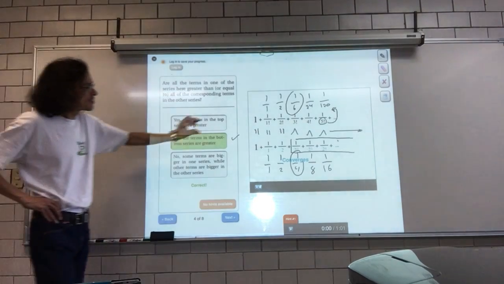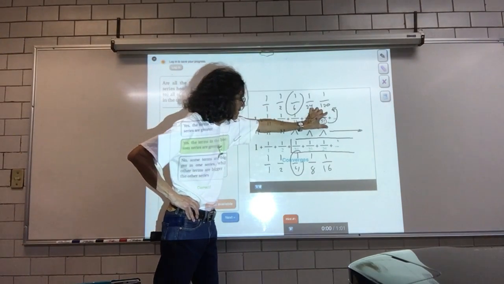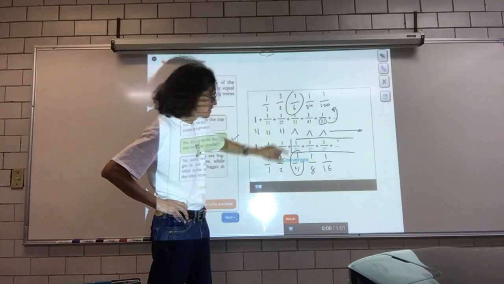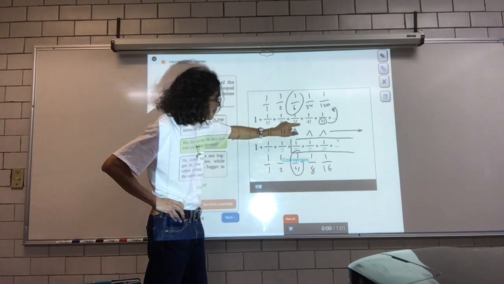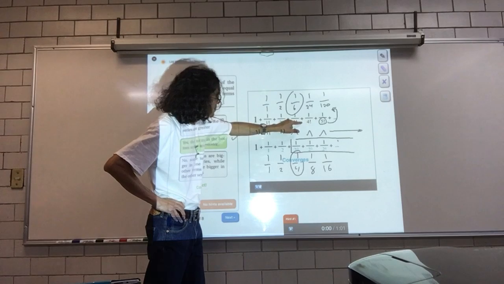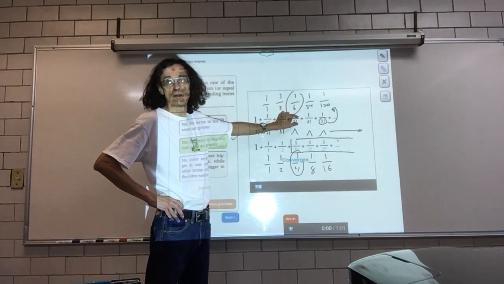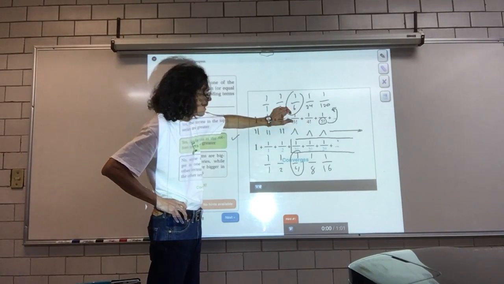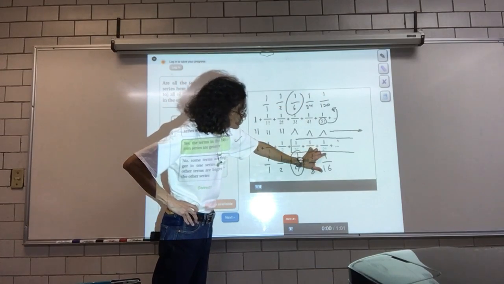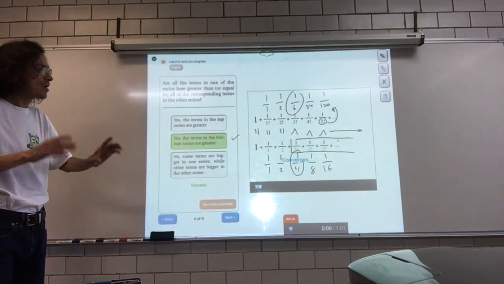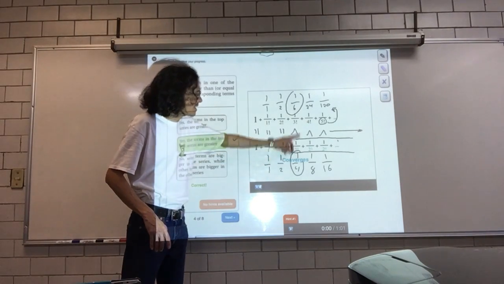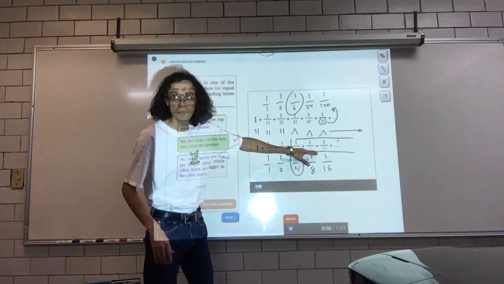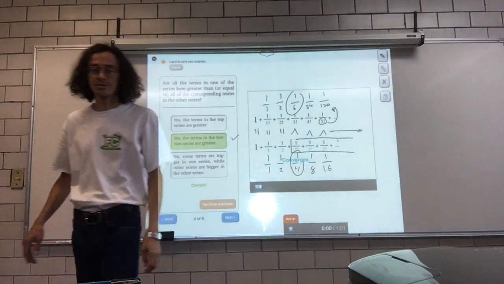Recuerden que los términos son los números de la serie, no los numeradores, los denominadores. Sí, los denominadores son mayores en la serie superior, pero como lo que tenemos son números, vamos a decir, los inversos, son fraccionarios, este número es más pequeño que este. Entonces, mucho cuidado cuando determinamos la relación de mayor a menor en números, cuando son números enteros o cuando son números racionales.